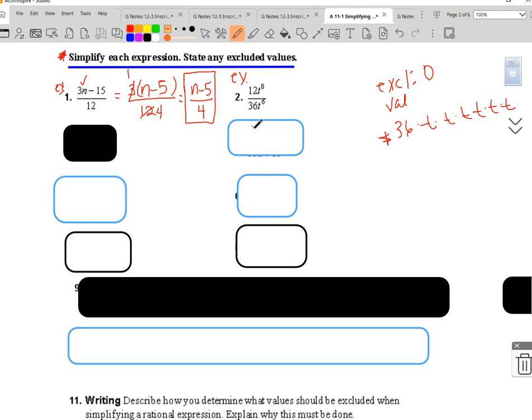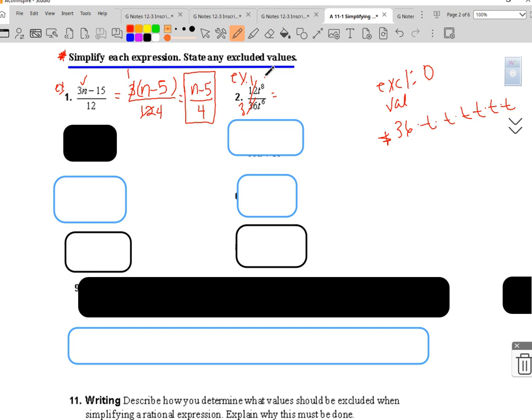So now we're going to simplify. We're going to simplify the coefficients, 12 and 36. What's the biggest common factor of 12 and 36? 12, right? 12 times 3 is 36, 1 times 12 is 12. So 12 comes out of that 1 time, and comes out of that 3 times.